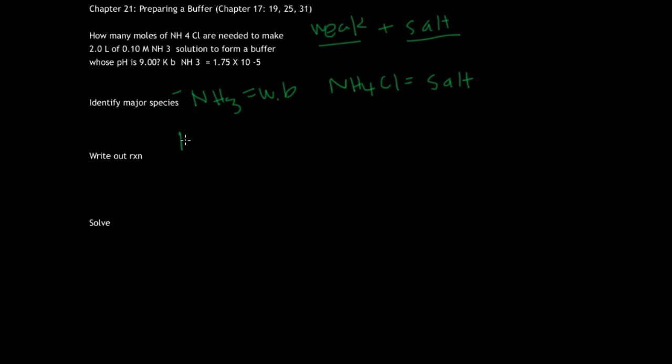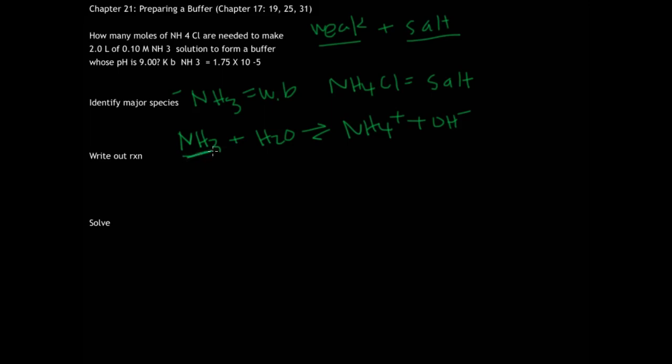So what does our weak base do? Our weak base goes like this: ammonia plus water. We write our weak base in equilibrium because it's weak with its ions. Bases accept hydrogen ions. The water loses the hydrogen ion to make hydroxide, and that is our weak base equation. Okay. Notice this isn't necessarily a chemical reaction.